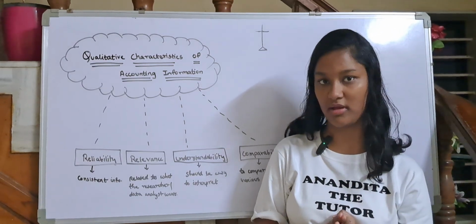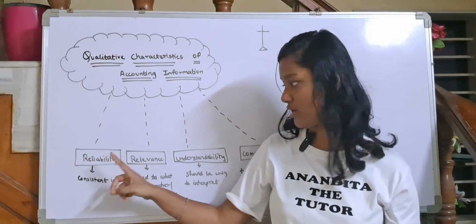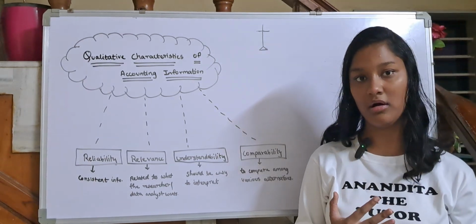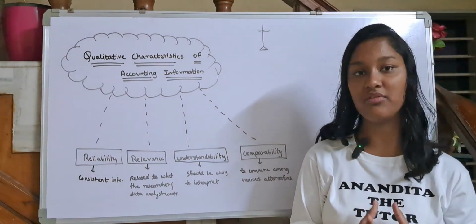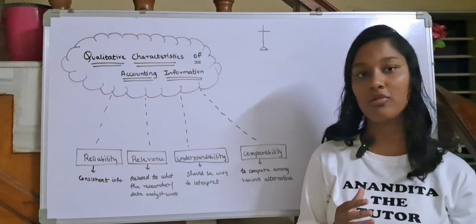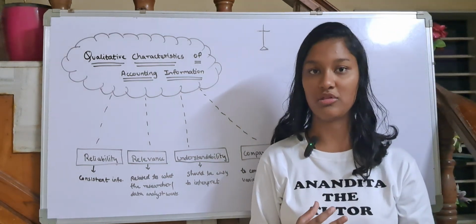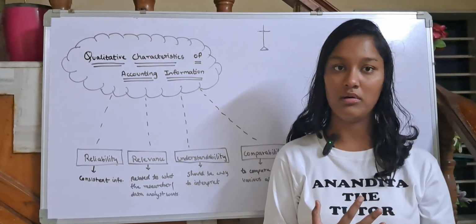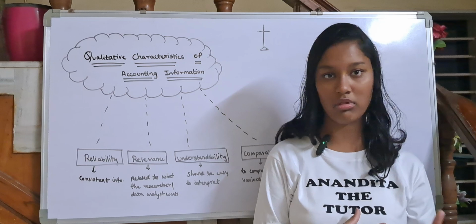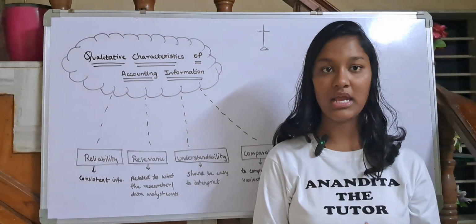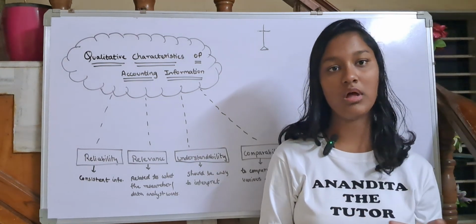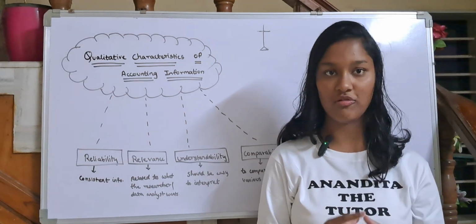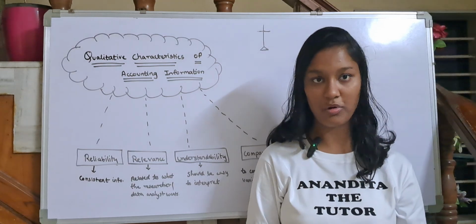So what are these characteristics? The first characteristic is reliability of accounting information. Whenever you are analyzing any information, that information should be reliable in nature. For example, today I research some field, say the commerce or accounts field, and I get some information like the general profit of a company is rupees 10,000. Generally, it earns 10,000 as profit.